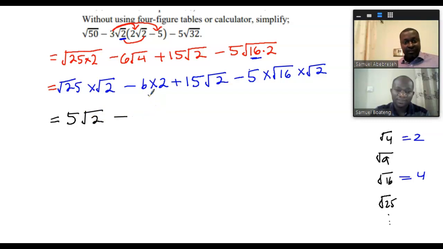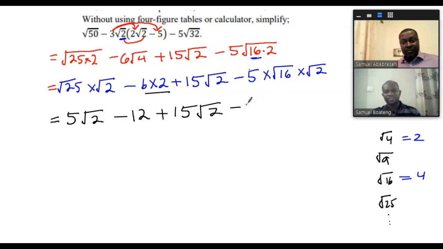Minus. This will give you minus 12, plus 15 root 2. And then root 16 will give you 4. So 4 times minus 5 will give you minus 20 root 2.